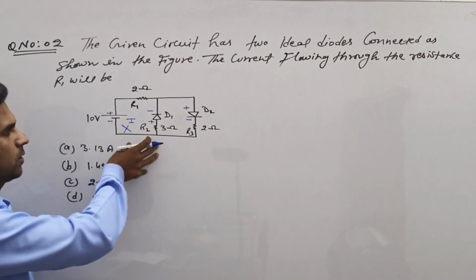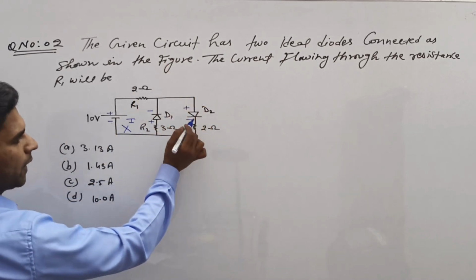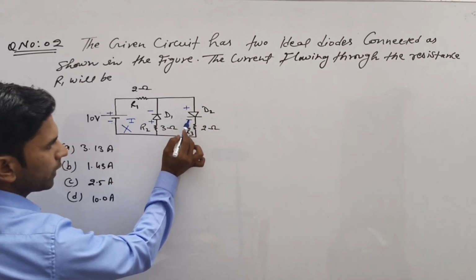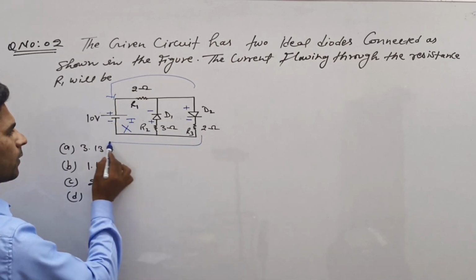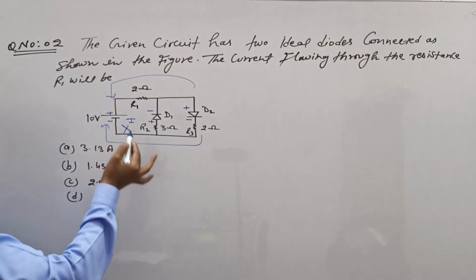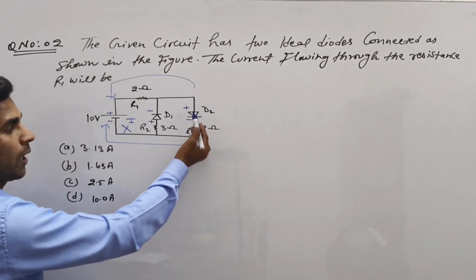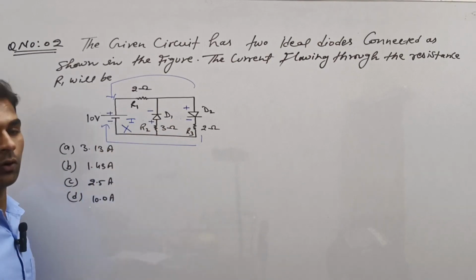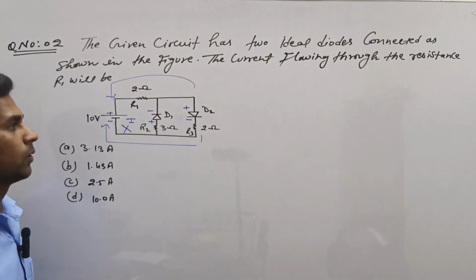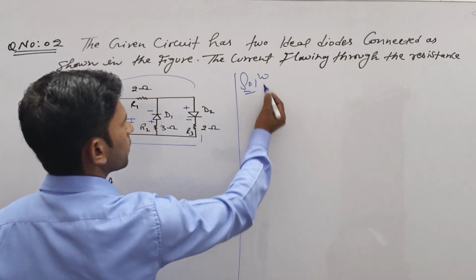Now next you can check the second diode. Here positive, here negative. Positive is connected with positive, and negative is connected with negative. So this configuration is showing forward biasing. So due to this diode, current will flow. So now we can solve this. You can see the solution here.